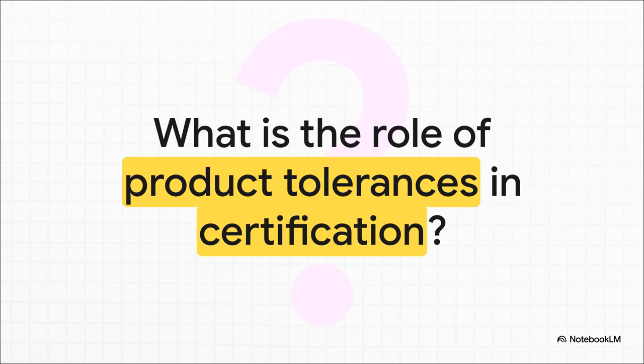All right, a quick knowledge check. Let's really connect the dots here. What's the role of product tolerances when it comes to certification? Well, it's simple. Consistently meeting those tolerances is the proof of a working quality system. It's the physical, measurable evidence that lets a plant earn and keep its PCI certification.